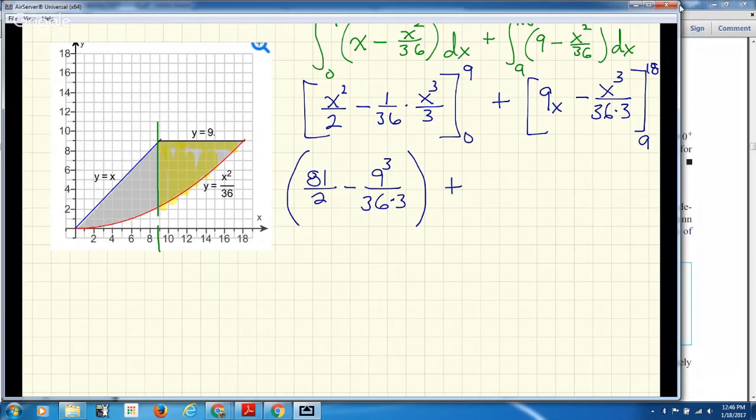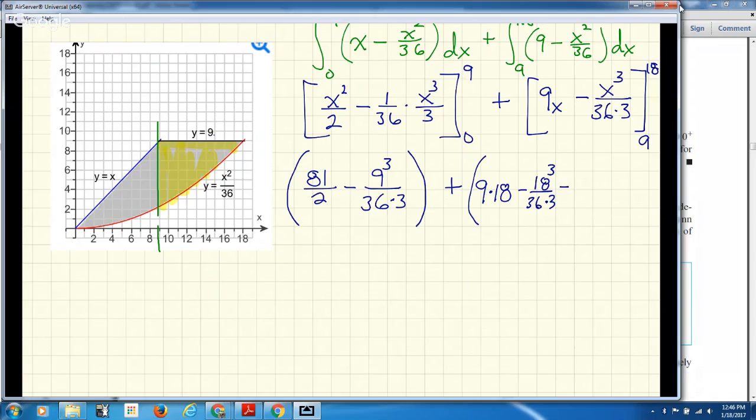Moving on to the next one, that's going to be a bit more work. And I'm not sure if I have enough room to fit that here. Let's see. So we'll get a 9 times 18 minus 18 cubed over 36 times 3. And again, there'll be some cancellation there.